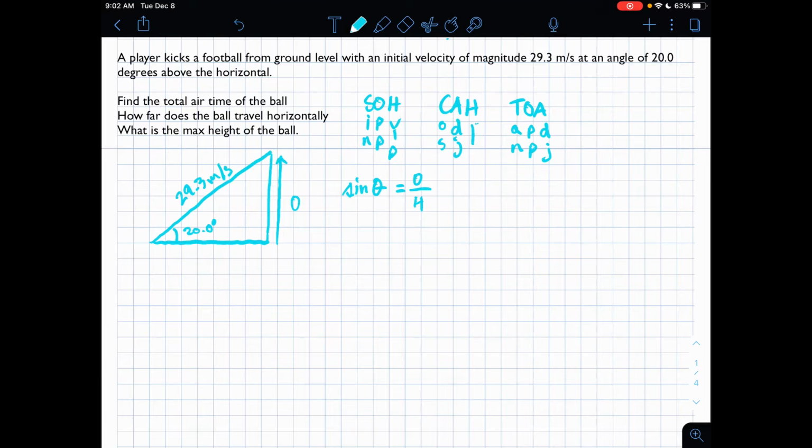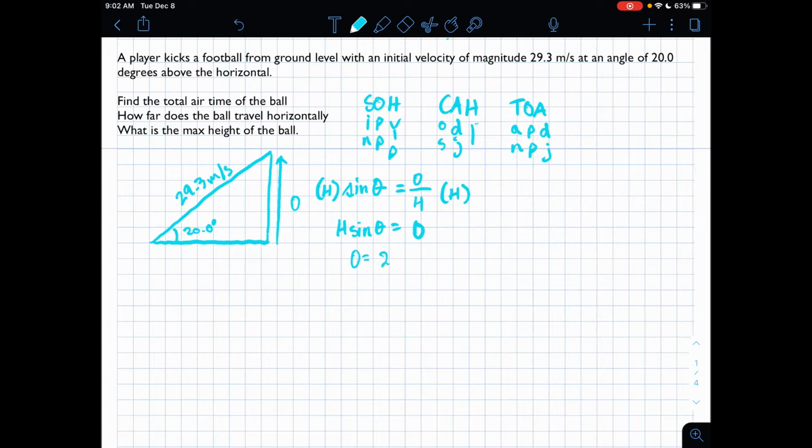Now, if you only want to find the opposite side, you just have to isolate it and move the hypotenuse over. Basically, just multiply both sides by the hypotenuse. And there you go, that's how you'd find the vector of the opposite side. Now let's do this for this question.